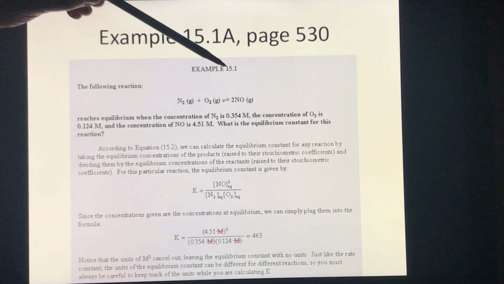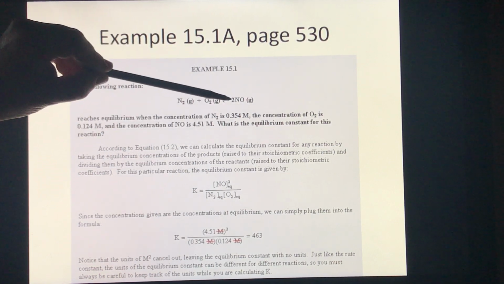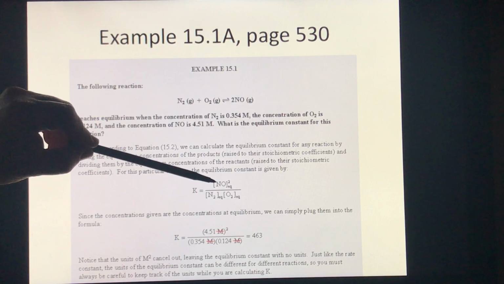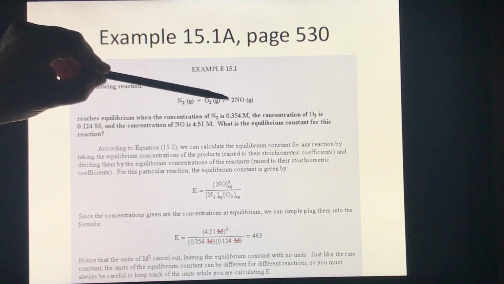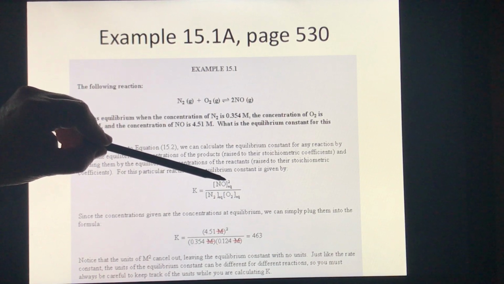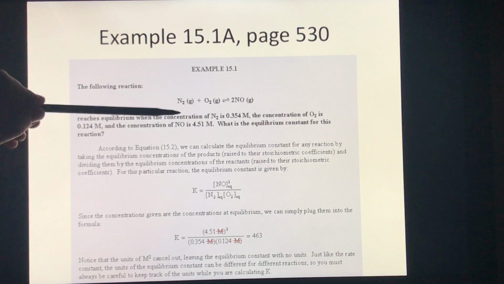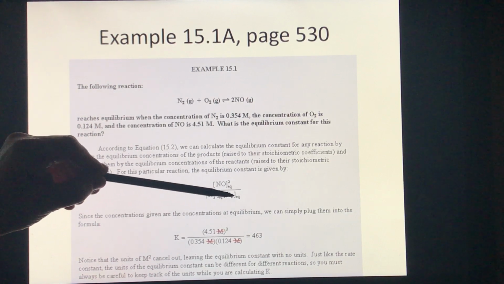So first, remember, the products are going to go in the numerator. So we have the NO here, and we see the stoichiometric coefficient of 2 is the exponent that it's raised to. And then in the denominator of this equation, we have the two reactants.